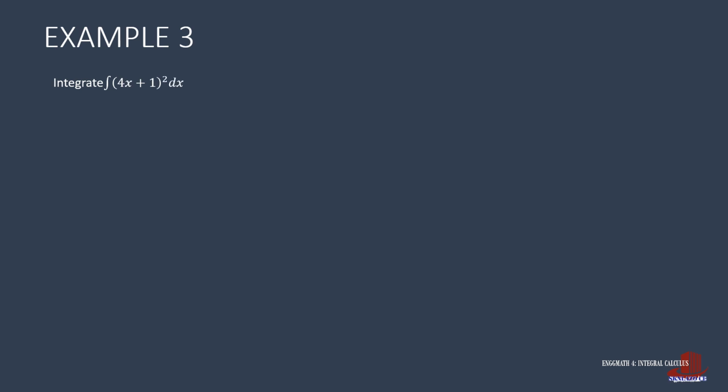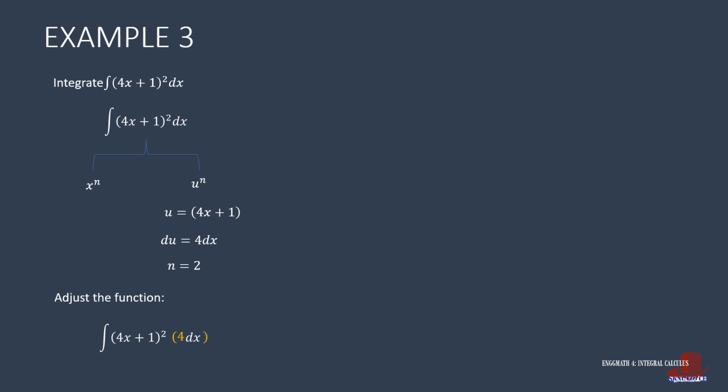The next example has the integral of the square of 4x plus 1 times dx. Take the unit which is squared and identify if this is x raised to n or u raised to n. Having a group of terms which is raised to 2, this term is u raised to n, where u then is taken as 4x plus 1 and its derivative is 4 dx. N is also equal to 2. Since the derivative requires 4 dx, we have to incorporate 4 into the equation, but then also have to multiply everything with 1/4, so as not to alter it.